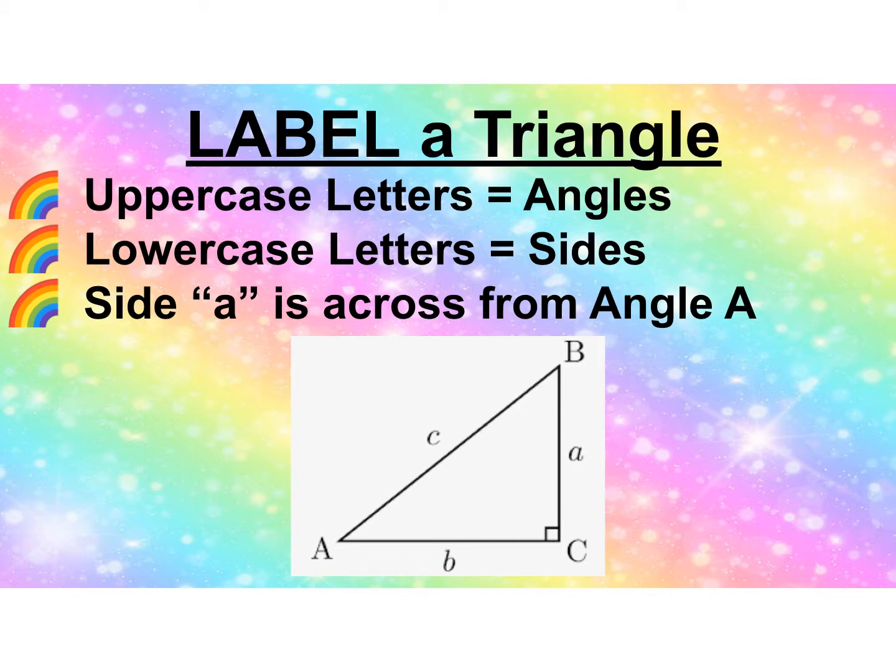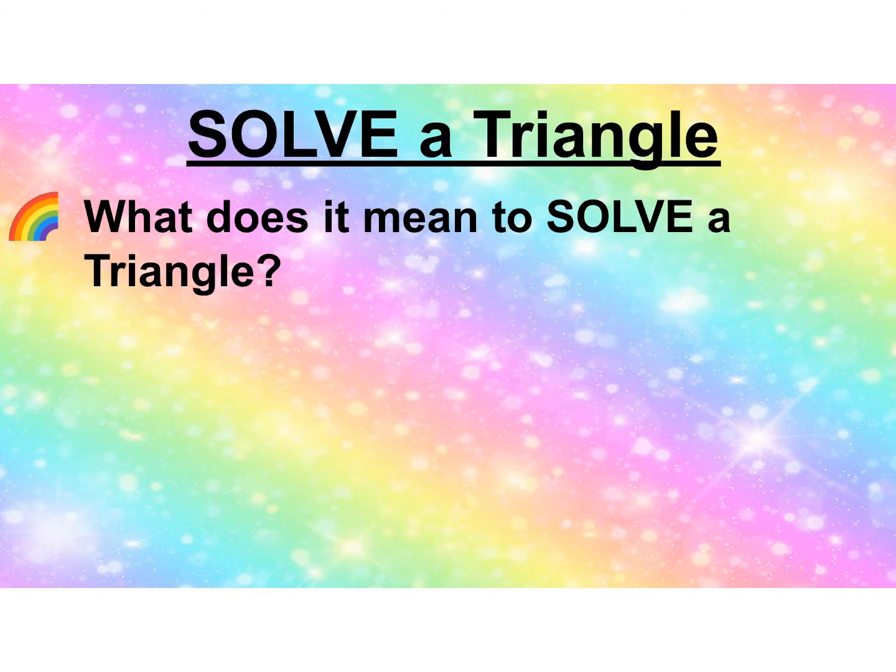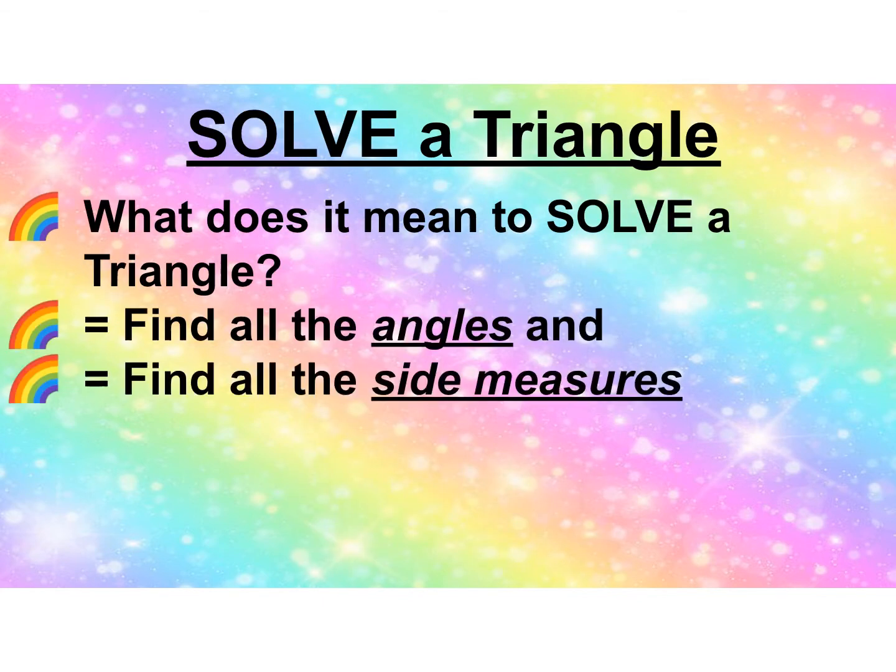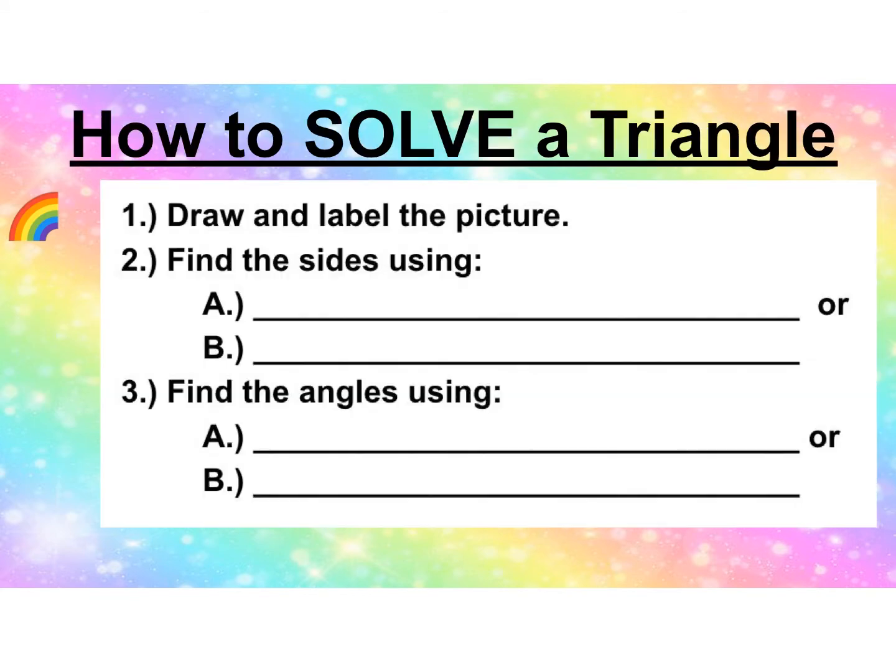So just some reminders. When we label a triangle, our uppercase letters represent our angles, and then across from the angle is the lowercase letter, so across from A is lowercase a, across from B is lowercase b, and across from C is lowercase c. So our sides are lowercase. So what does it mean to solve a triangle? It means that it's asking you to find all of the angle measures and all of the side measures.